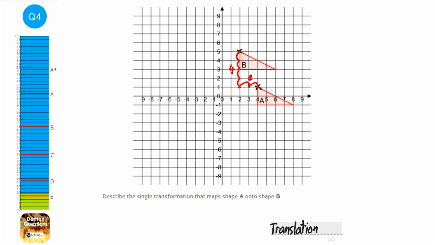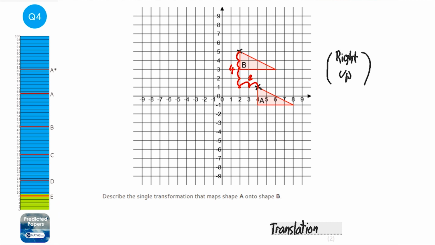Now, the way of showing that it's gone 2 left and 4 up, you used to be able to just write 2 left and 4 up, but they don't like that anymore because that's not very mathsy. We use things called vectors. Now, vectors have a number at the top which says how far right it's gone, and a number at the bottom which shows how far up it's gone.